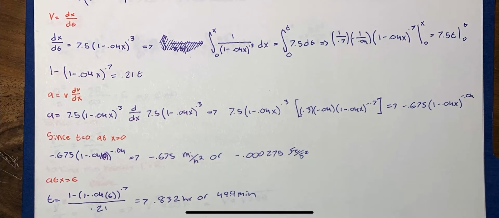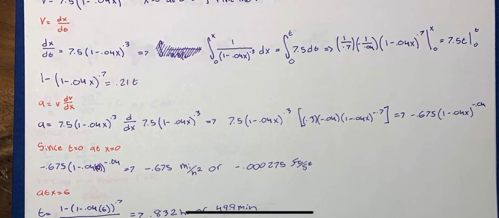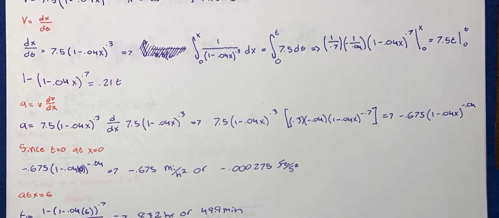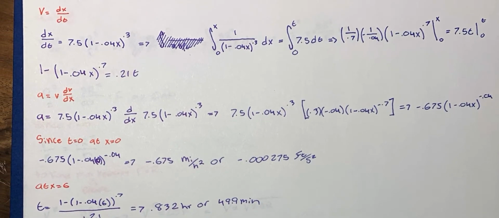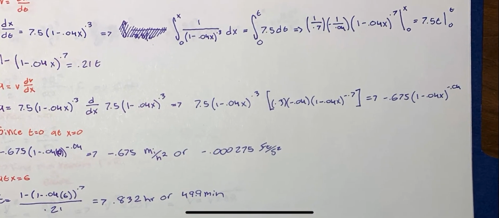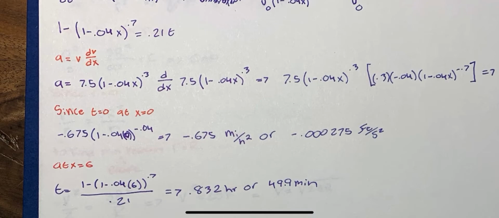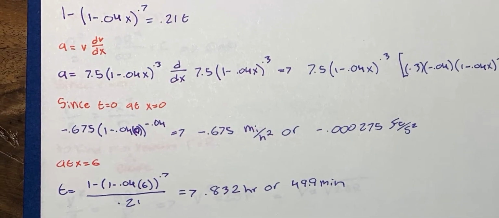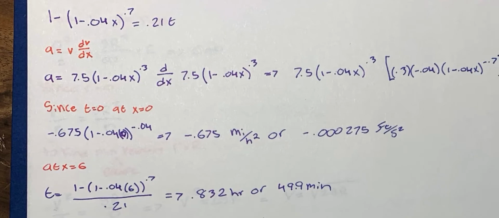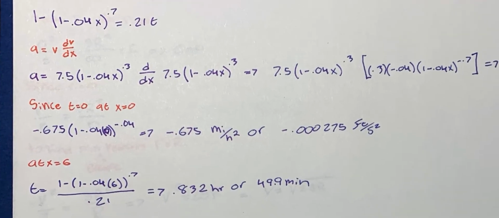And then knowing that a is equal to the velocity times the derivative of velocity with respect to position, we can solve for the acceleration down here, and we'll come up with this equation over here on the right. And since we know that t equals 0 at x equals 0, we can just plug in those numbers and then come up with negative 0.675 miles per hour squared, or negative 0.000275 feet per second squared.